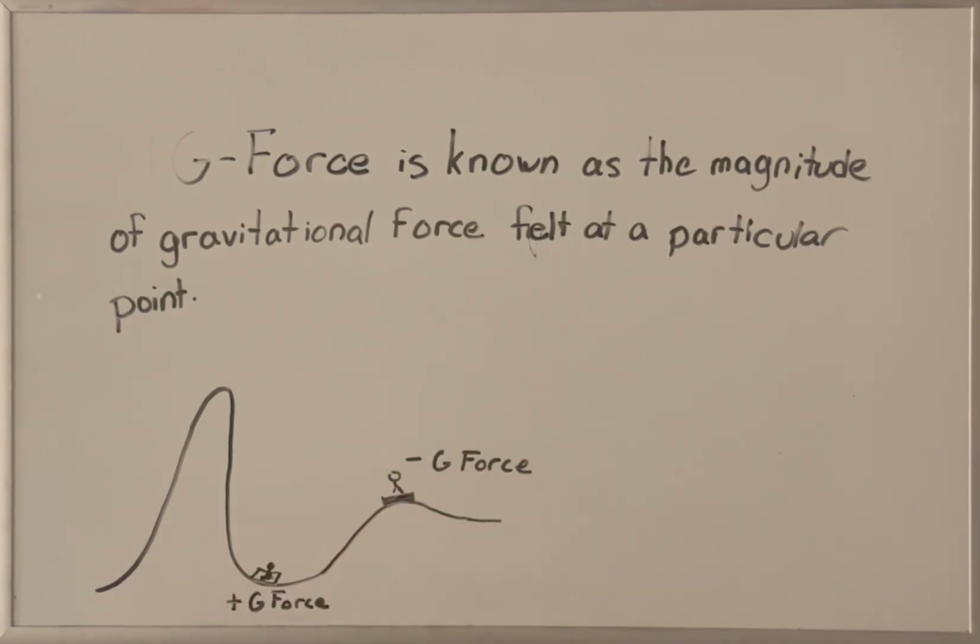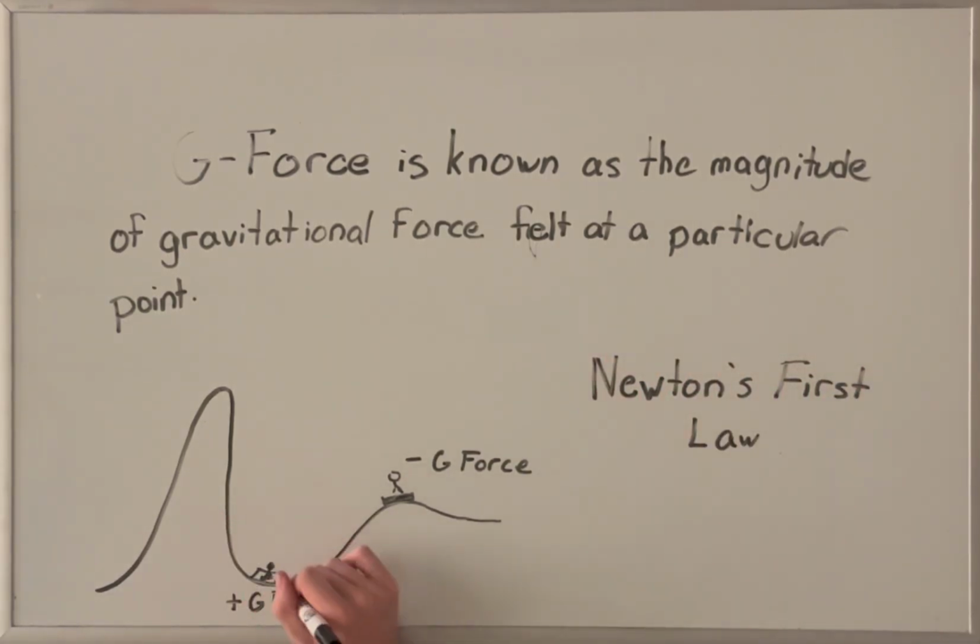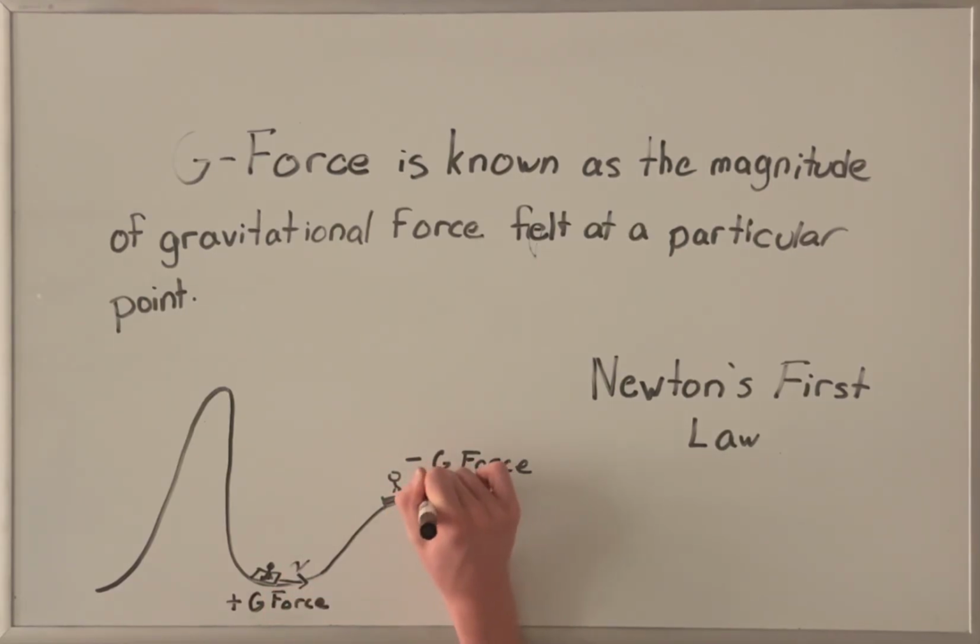Well, if you're on a hill, your body's going to feel a little bit weightless, and you're going to have a negative G-force. And this is because of Newton's first law. Your body's going to want to keep moving in the direction it's already moving. So your body's going to want to either stay down or stay up.